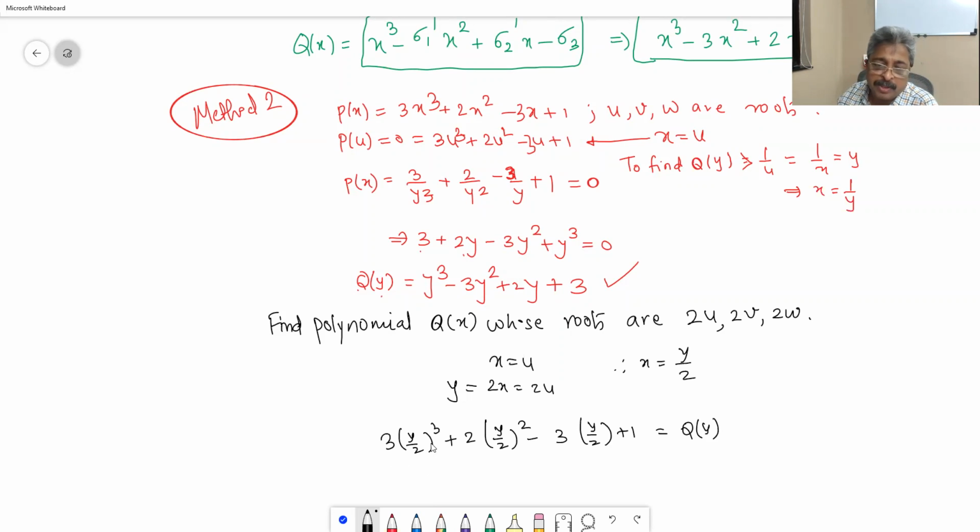Clearing the denominator means multiplying by 8. You get 3y cube plus 4y square minus 12y, is it correct? Plus 8 is equal to q of y. That is your answer.